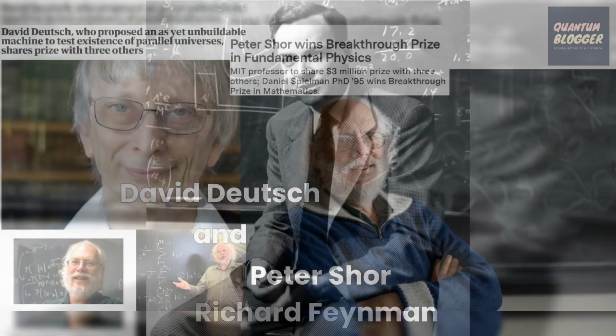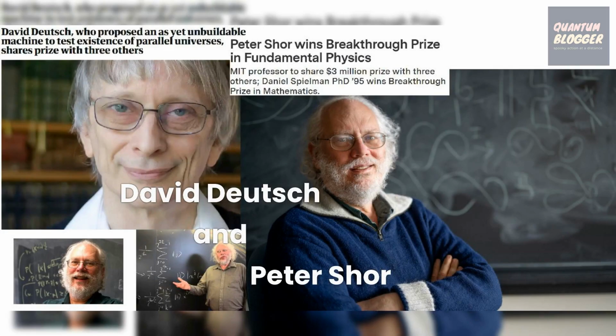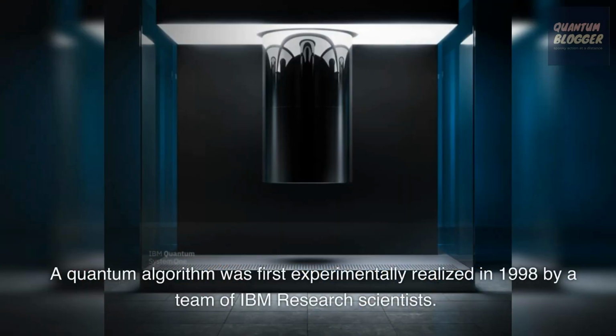Other pioneers are David Deutsch, a physicist at the University of Oxford, and Peter Shor, a mathematician at AT&T Bell Labs, who developed key algorithms for quantum computing. A quantum algorithm was first experimentally realized in 1998 by a team of IBM research scientists.